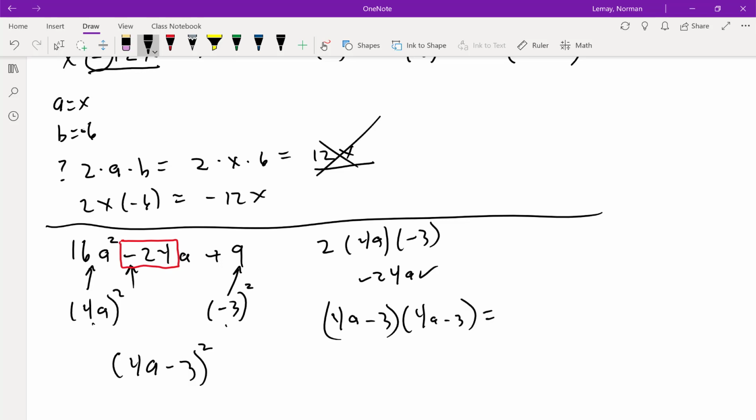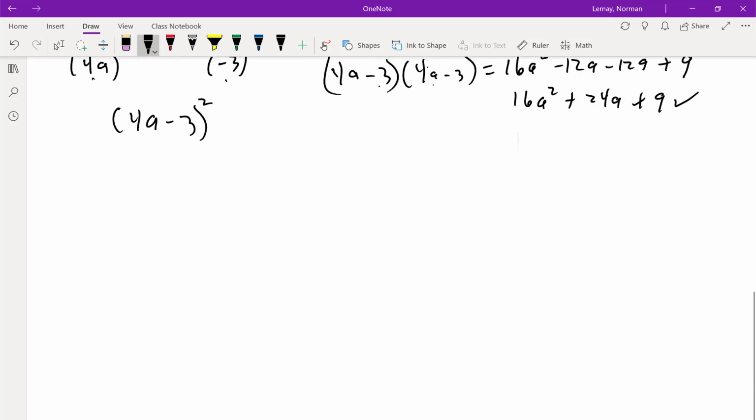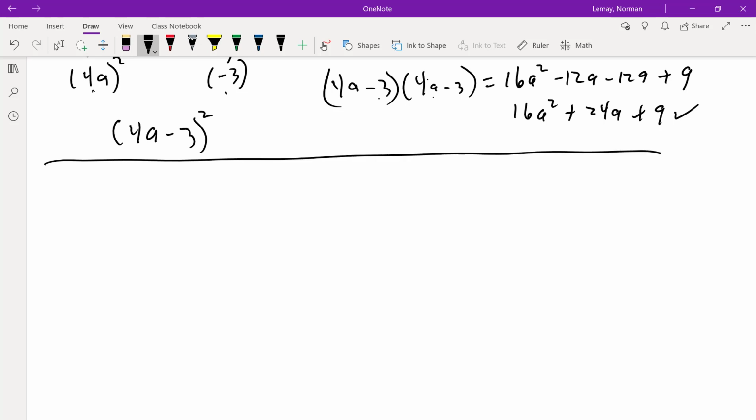And again, employing the FOIL method, we get 4a times 4a, which is 16a squared. And then we get 4a times negative 3, which is minus 12a. And then negative 3 times 4a, which is minus 12a. And then negative 3 times negative 3, which is 9. So here we get 16a squared minus 24a plus 9, which is what we started with. And that's exactly what we wanted. So again, just to make note, we can go through and double check our work.